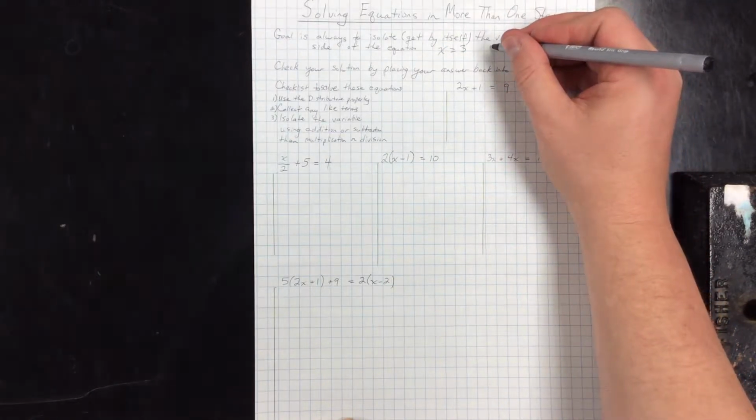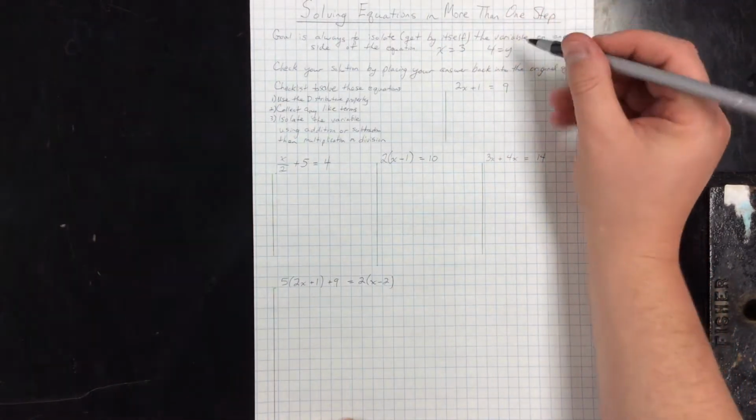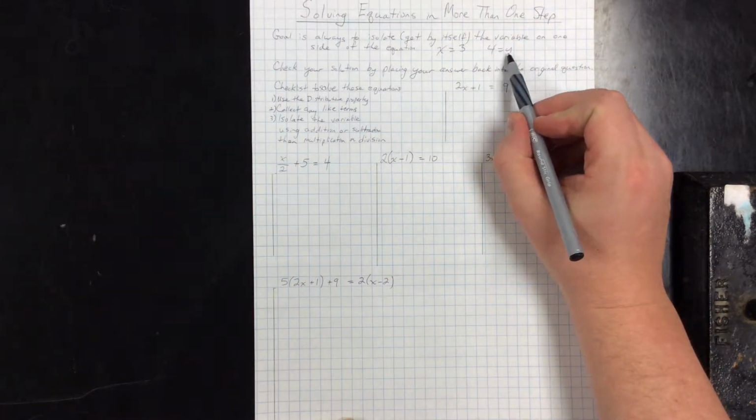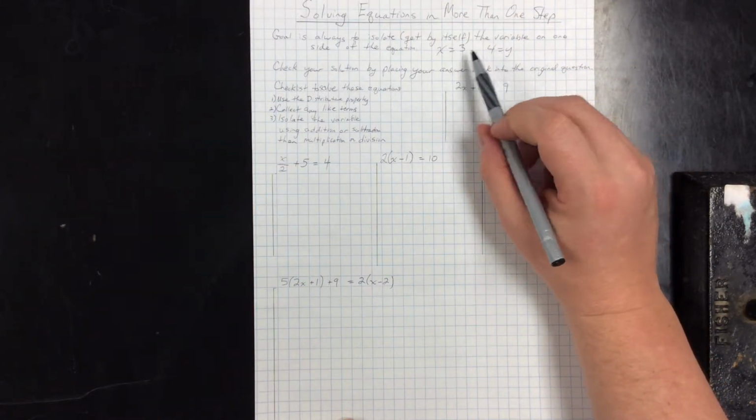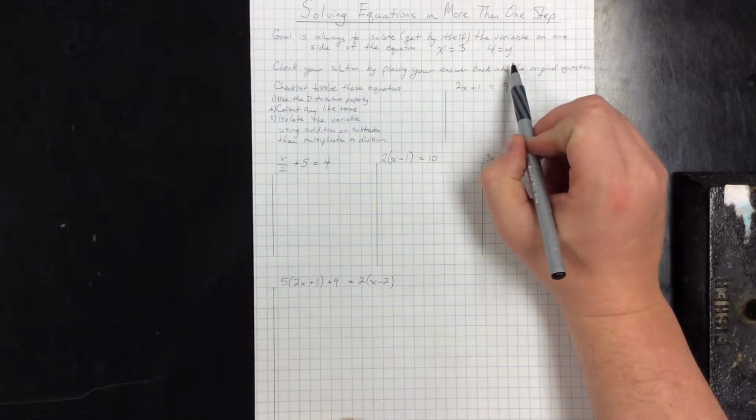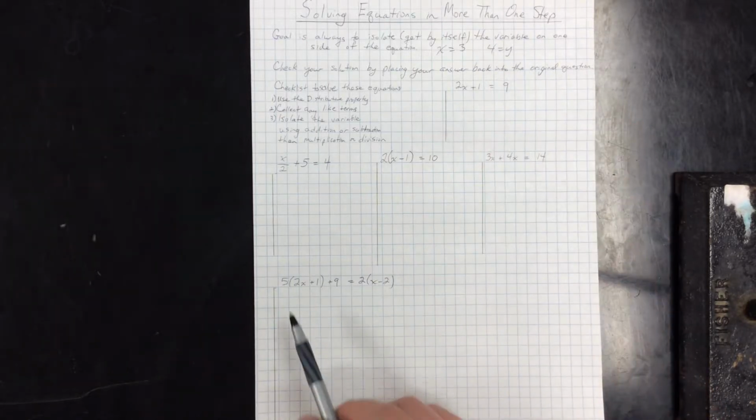It could also look like a number like 4 is equal to y. In this case, we have the number is equal to the variable. Either way, it'll be fine as long as all the numbers are on one side of the equal sign and all the variables are on the other.